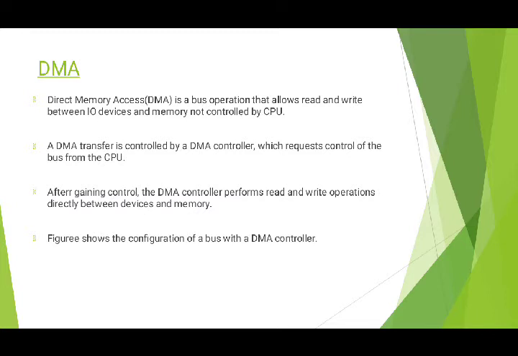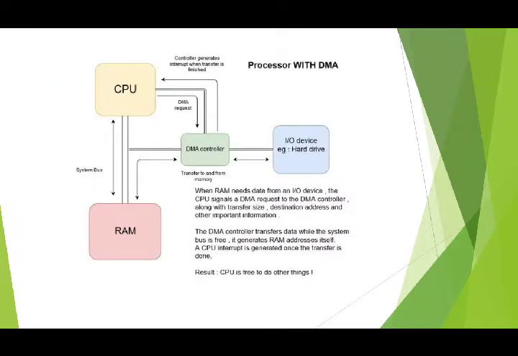What is DMA? Direct memory access is a bus operation that allows reads and writes between I/O devices and memory not controlled by the CPU. This DMA transfer is controlled by a DMA controller, which requests control of the bus from the CPU. After gaining control, the DMA controller performs read and write operations directly between devices and memory, and the figure of this DMA controller is shown in the next slide.